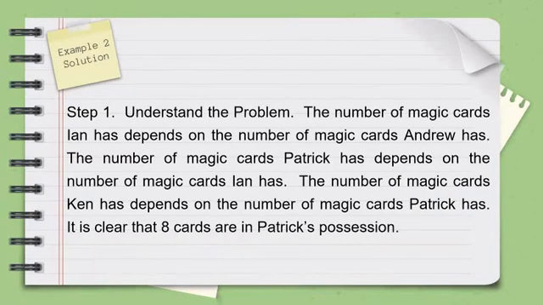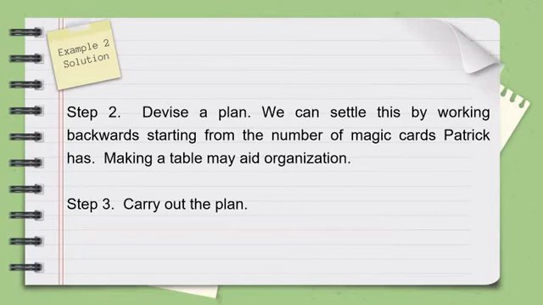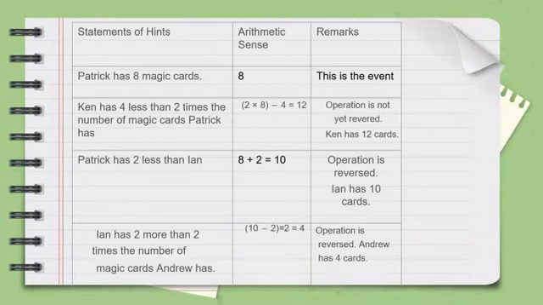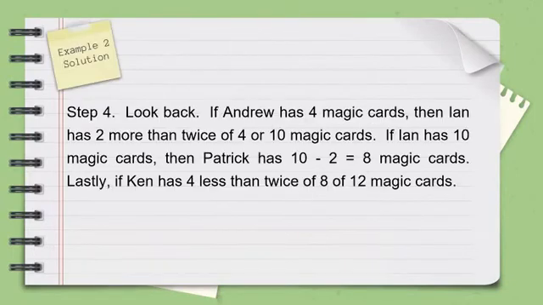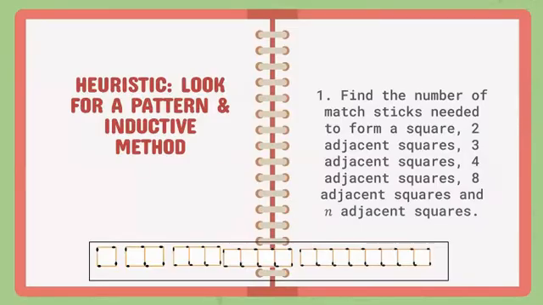So understand the problem, then devise a plan. We can settle this by working backwards, starting from the number of magic cards Patrick has. You can also make a table, and then after that, carry out the plan. Ito na yung plan mo. We have the statements, the arithmetic sense, or the mathematical expression, remarks. And then look back. That's it. That is what we call the Polya's 4-step approach. Understand the problem, make a plan, carry out the plan, then look back.